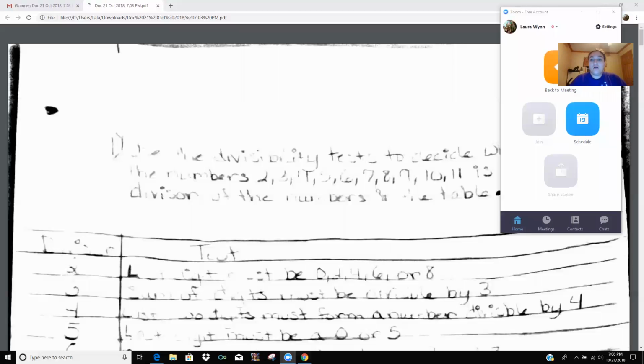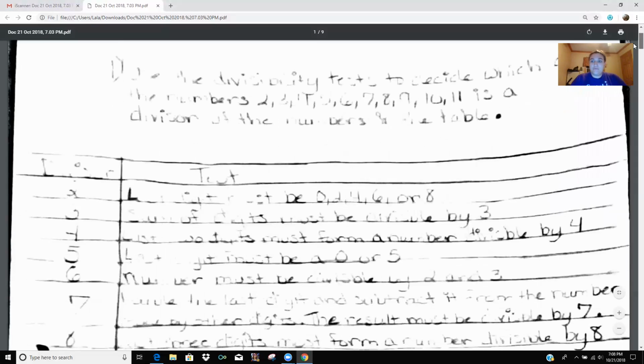Okay, so it didn't scan very well, but I'll try to help you guys do it. We're going to use the divisibility test to decide whether the numbers 2, 3, 4, 5, 6, 7, 8, 9, 10, and 11 are divisors of the numbers in the table given.